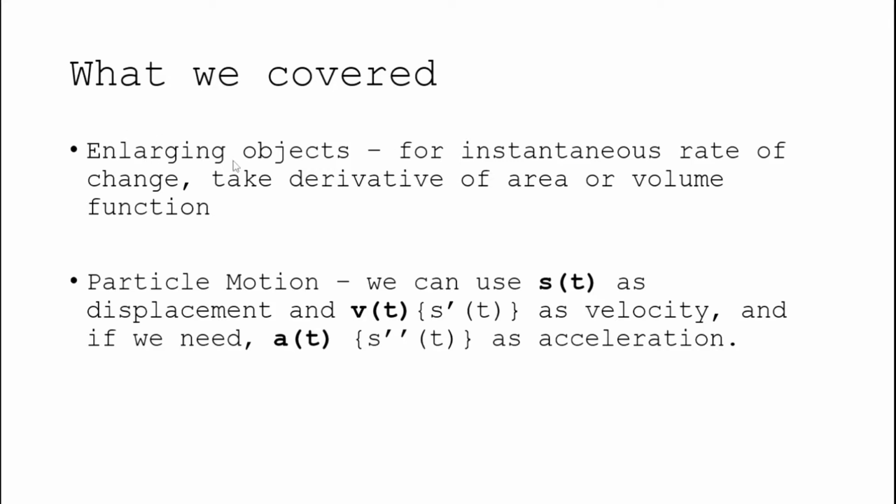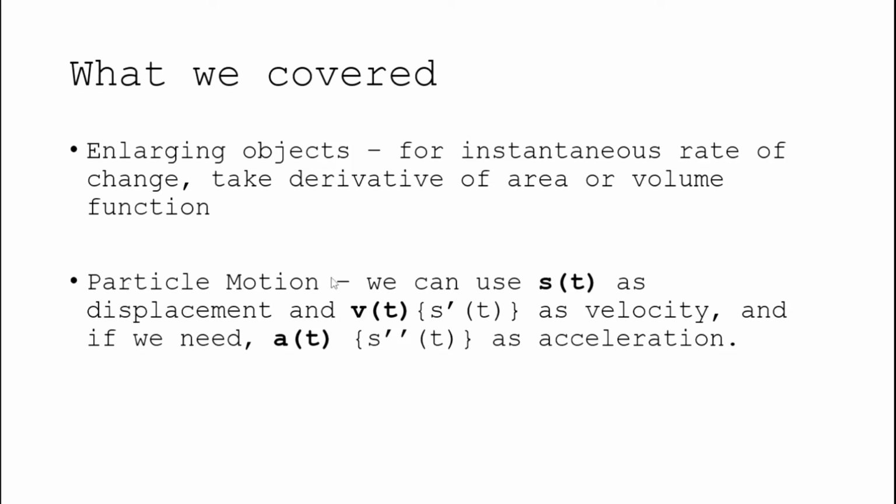Anyway, let's go over what we covered in this video. We enlarged some objects, so we took a circle and a cylinder and found the instantaneous rate of change for them at a certain radius, of course. And the instantaneous rate of change for them is the derivative of the area or volume function, which is really just the derivative of a function is the instantaneous rate of change, and for this it happens to be area or volume because we're dealing with geometry.